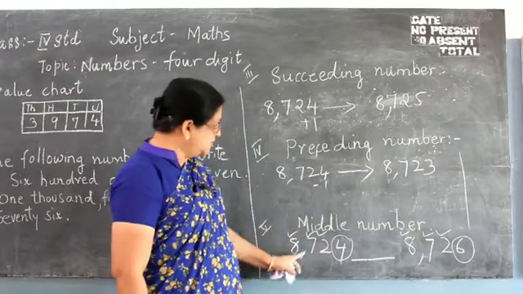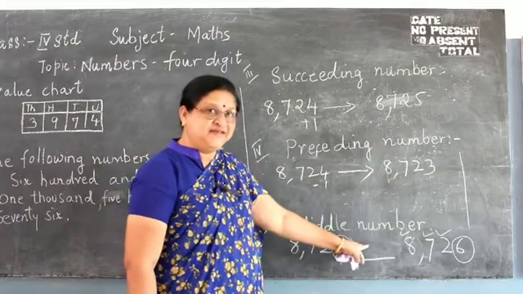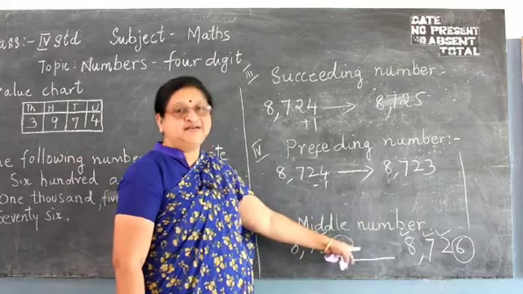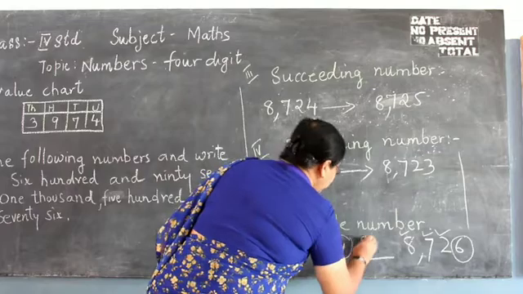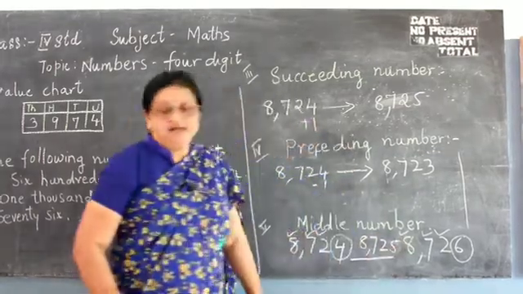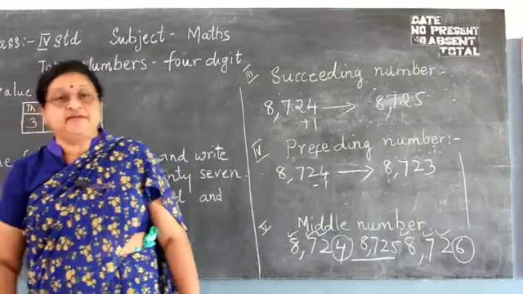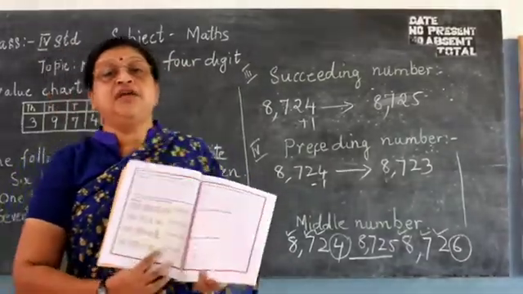So 8,720, after 4 will be 5. So the other 3 digits remain the same, and it will be 5. So the answer will be 8,725. So children, this is very clear to you, I hope. I will be finishing with this because next I will give you the value of 0 in your numbers.